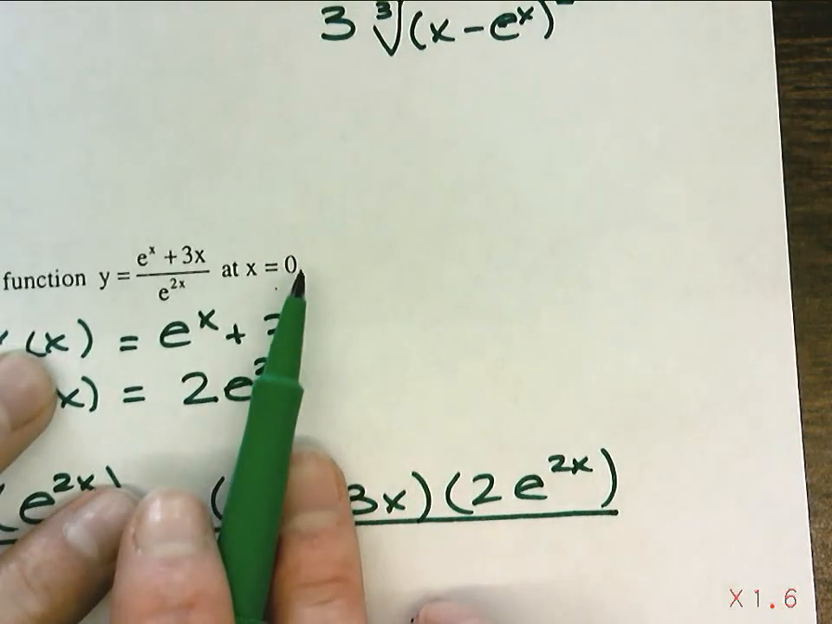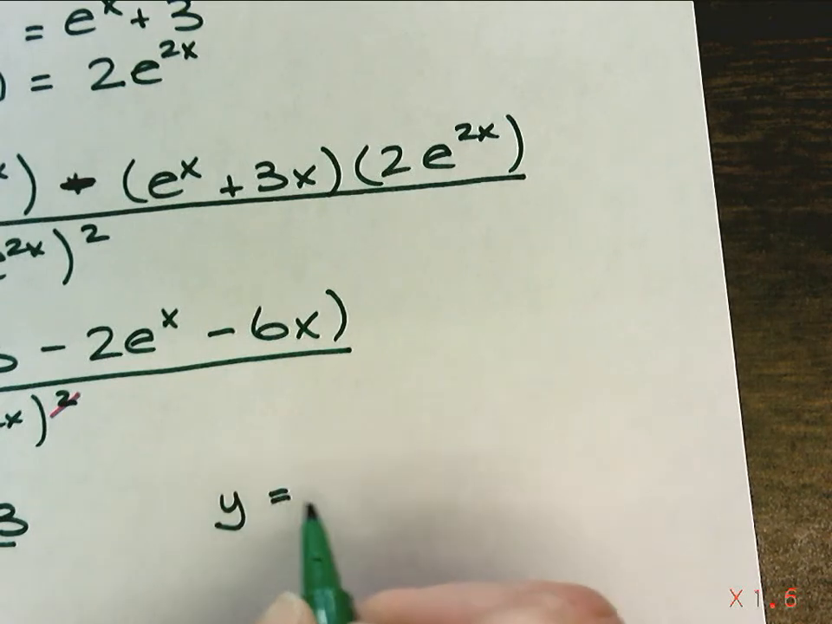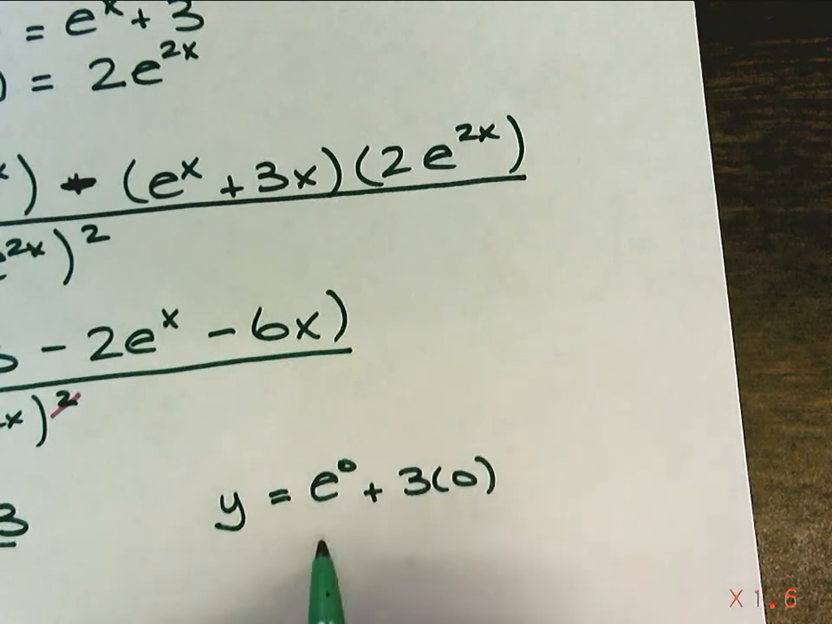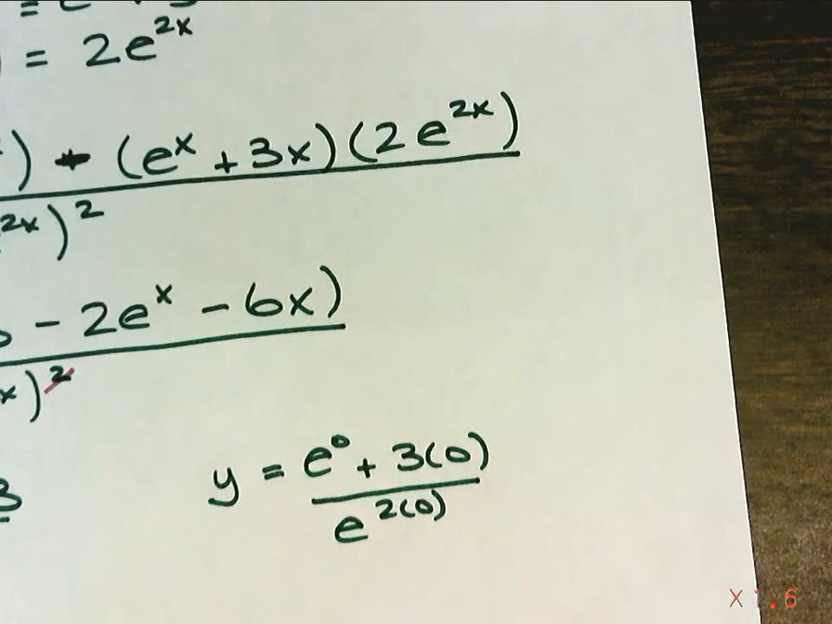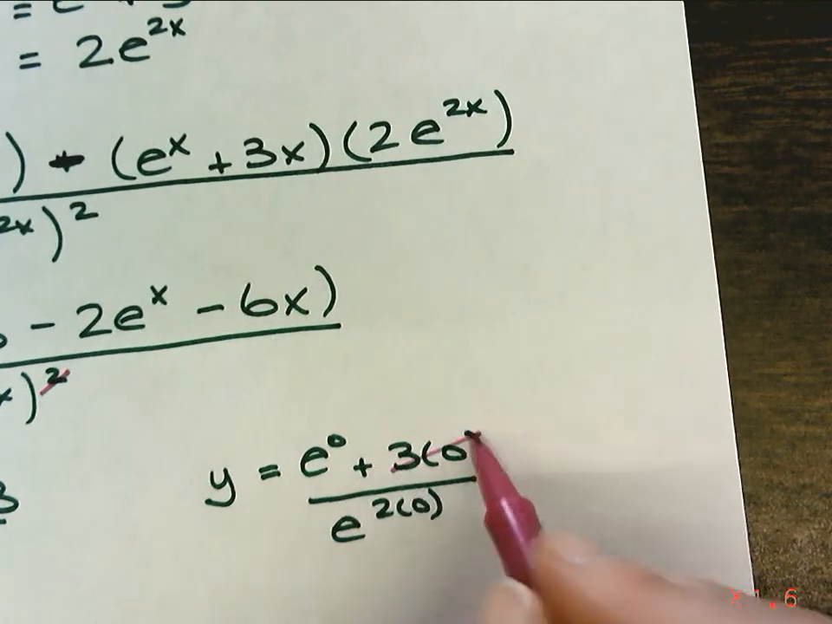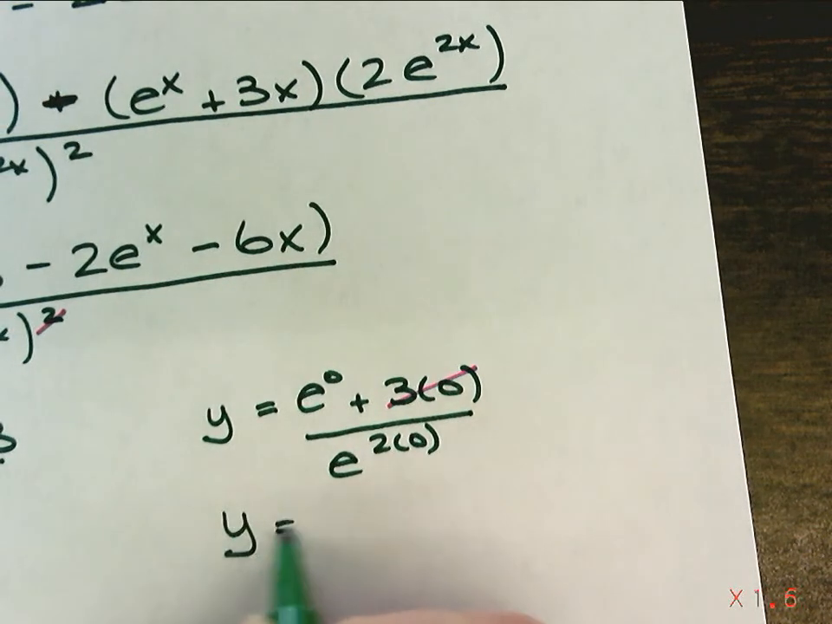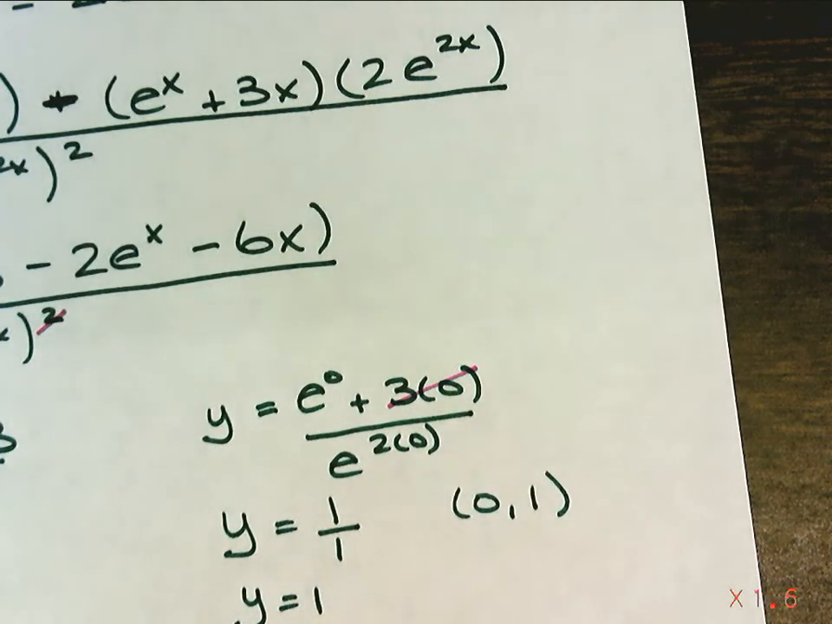I need to know what the y value is when x is 0. So I'm going to plug x is 0 into the original function. So y equals e to the 0 plus 3 times 0 all over e to the 2 times 0. Well, this disappears. And I'm left with y equals 1 over 1, so y equals 1. This gives me the point (0, 1).